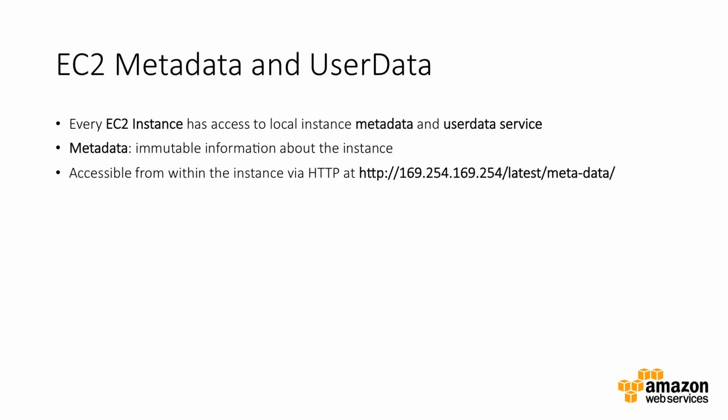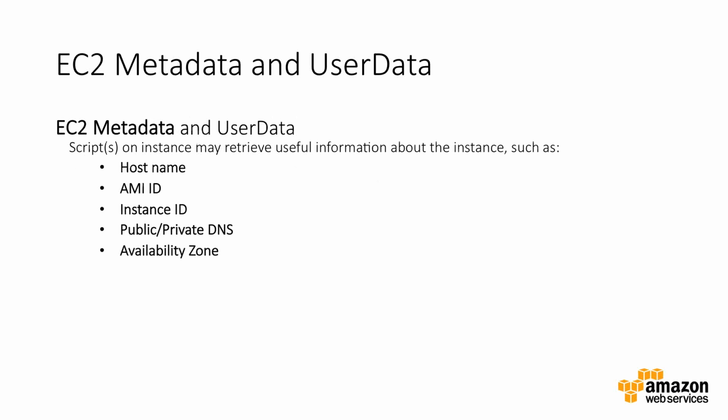And in the demo, I'm actually going to show you how we leverage that data and display it on a page. Your scripts can use this metadata to get a lot of useful information about the instance. The metadata server also stores IAM role credentials. So you can get information about the host name, the AMI ID, the instance ID, the public and private DNS, the availability zone of the instance, the region of the instance, and any additional information that is specific to that particular instance is available to you as well.